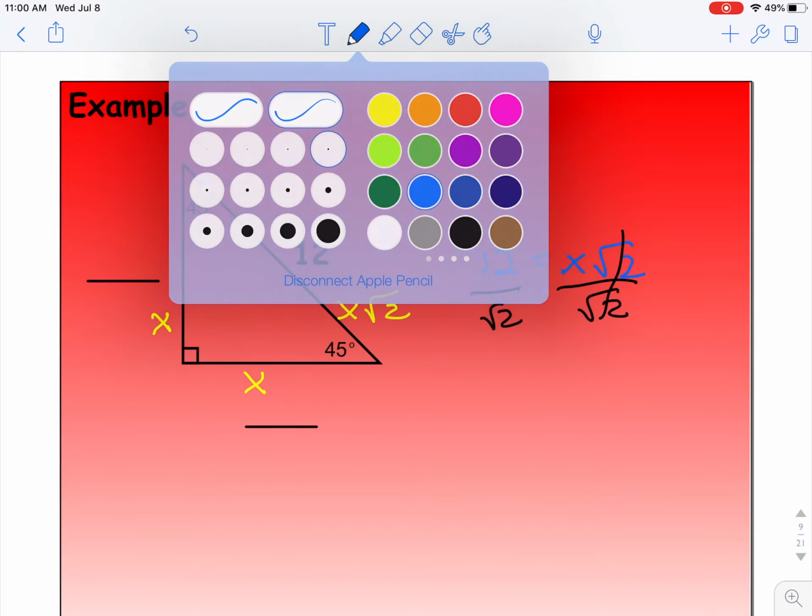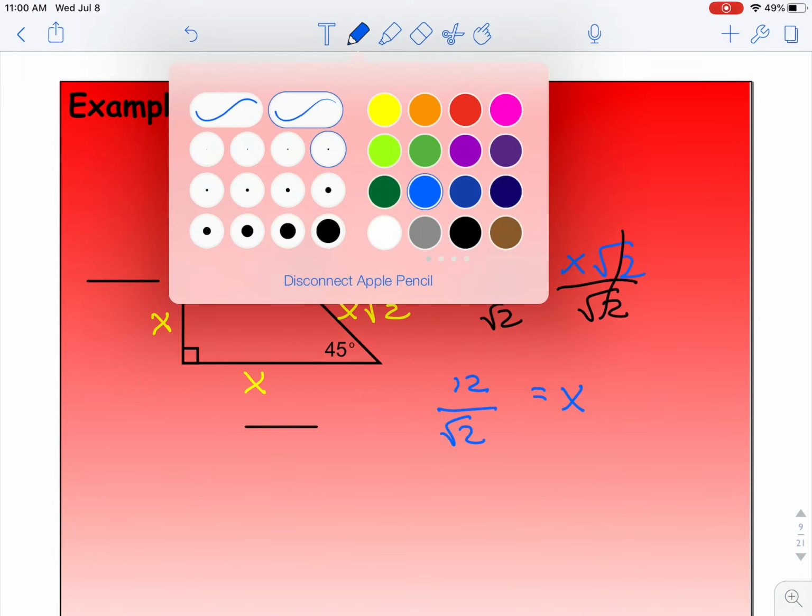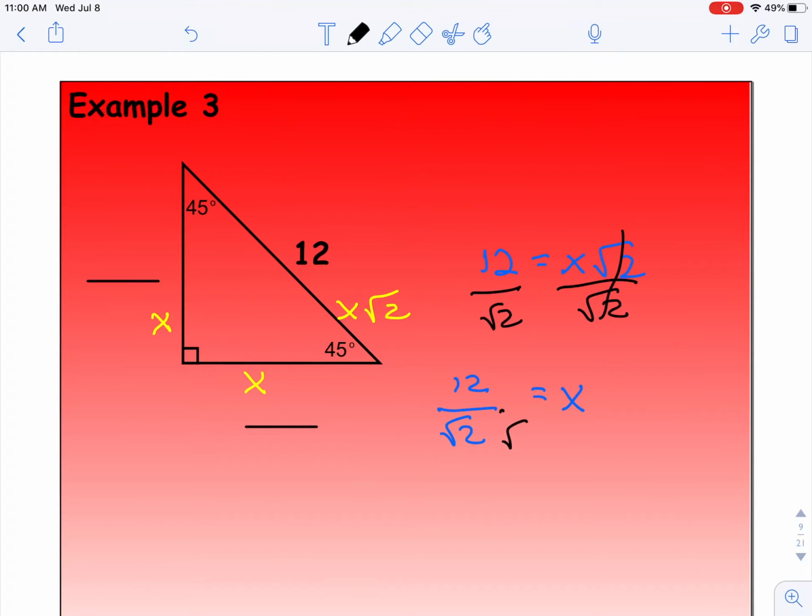Okay, so what that leaves me with now is x is equal to 12 over the square root of 2. Well, we can't have a radical on the bottom, not in simplest radical form, so we've got to multiply by the square root of 2 over the square root of 2. So that gives us our value of x is equal to 12 square root of 2 over 2. Well, again, we need to reduce that fraction. So what we end up with is our value of x is equal to 6 square root of 2, just like that.